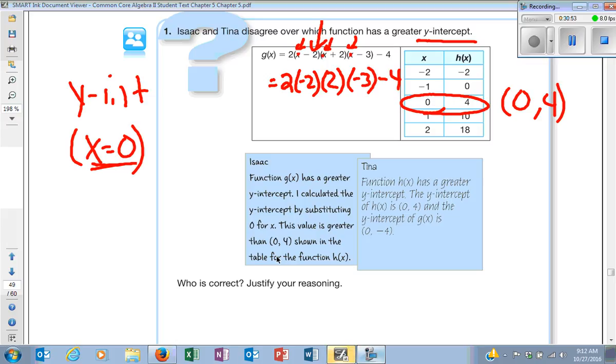And 2 times 2 is a negative 4. Negative 4 times 2 is a negative 8. Negative 8 times a negative 3 is a positive 24. 24 minus 4 equals 20. This has a greater value, so it looks like Isaac would have been correct.